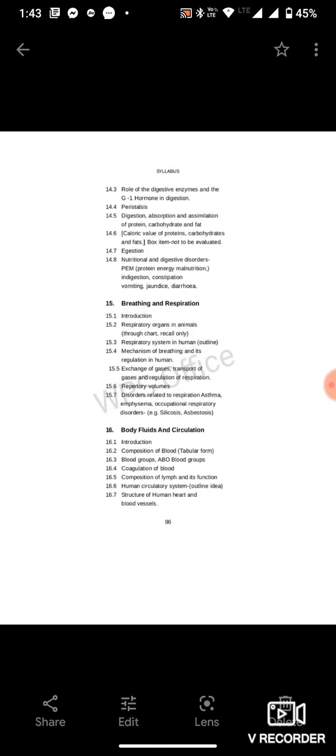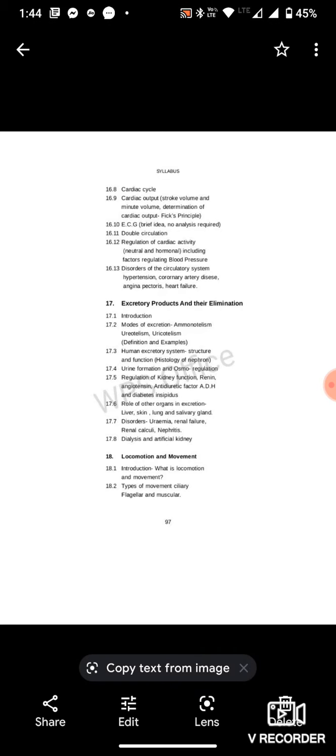And next chapter is body fluid and circulation. Composition of blood, blood groups, ABO blood group system is important part. Coagulation of blood, there is systematic flow chart in coagulation of blood. Composition of lymph and human circulatory system, structure and types of blood vessels. The cardiac cycle, cardiac output, ECG. ECG is very interesting, also important. Double circulation, why the blood circulation in humans is called double circulation is important. And regulation of cardiac activity, disorders of the circulatory system.